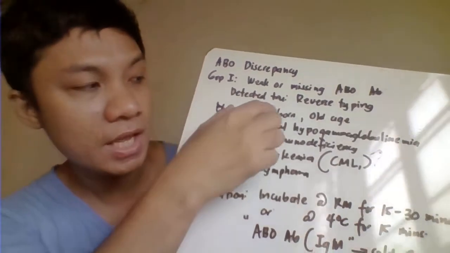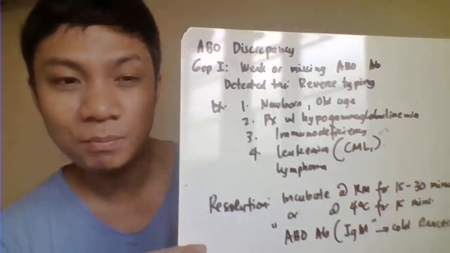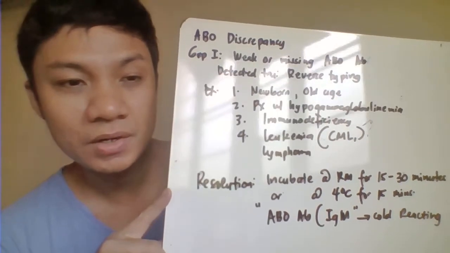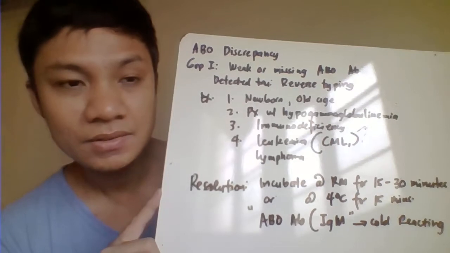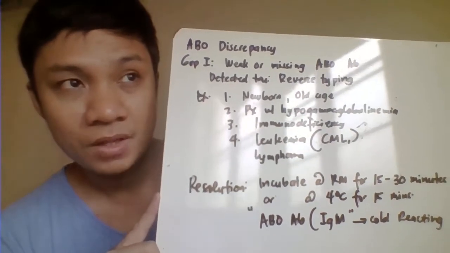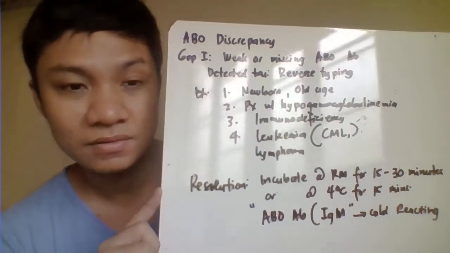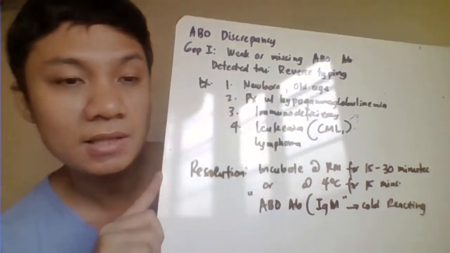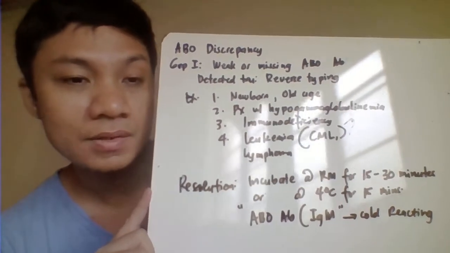So the first one, old age patients or even newborns. Remember that at birth, the baby, or even the old age population, in the case of the baby, they are not yet producing their own antibody. So they start to produce antibody only at 3 to 6 months of their lives. And at the same time, for the adult population, as they grow older, our antibody titer tends to decline. It might result in weaker reactions and result in discrepancy.